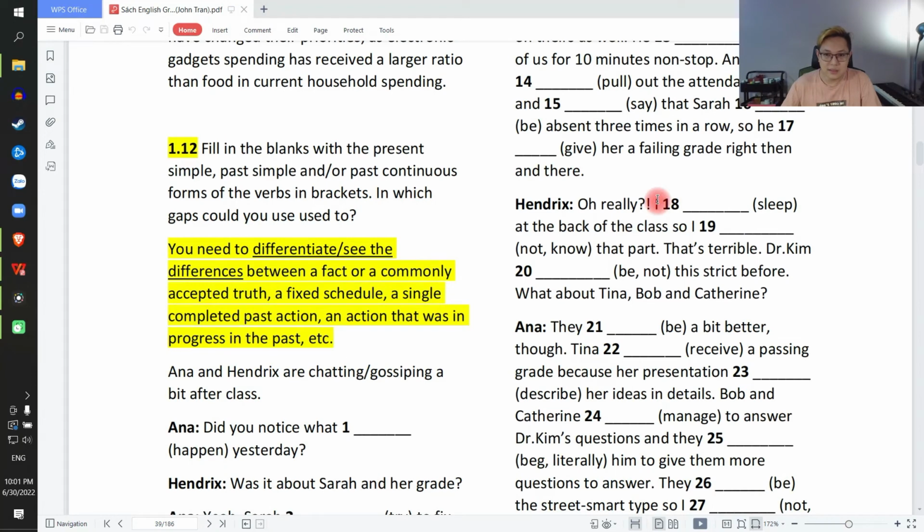18. Oh really? Oh thật vậy hả? I was sleeping at the back of the class, so I didn't know that part. So of course, 18, was sleeping, provide the context for the action, didn't know that part. Cái số 18 nó cung cấp một cái hoạt cảnh, một cái ngữ cảnh, đó là Hendrix nó đang ngủ ở đằng sau lớp á, cho nên làm sao mà biết được cái phần đó được, biết được cái đoạn đó được. Số 19 nó sẽ là simple past, còn số 18 sẽ là past continuous.